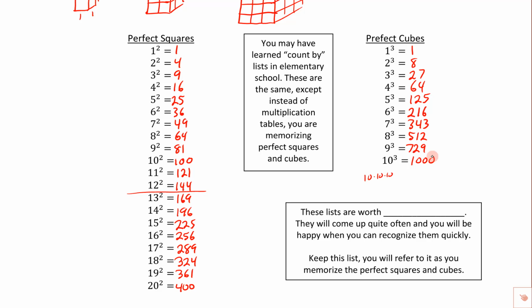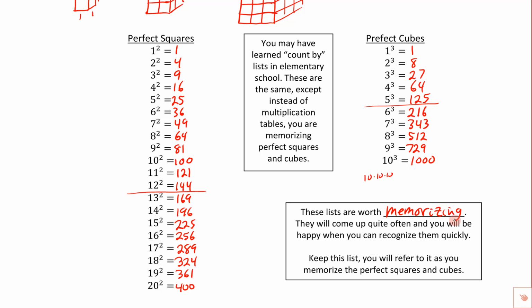Now I'm going to draw a line about right there. Okay? Now, you'll see why in just a second. These lists are worth memorizing. So would you please write the word memorizing right there? These perfect squares and perfect cubes come up a lot. You're going to be really happy if you can recognize these when they come up, or if somebody says, hey, what's 3 cubed or something like that. If you can just rattle off that it's 27, it's going to make things a lot easier.